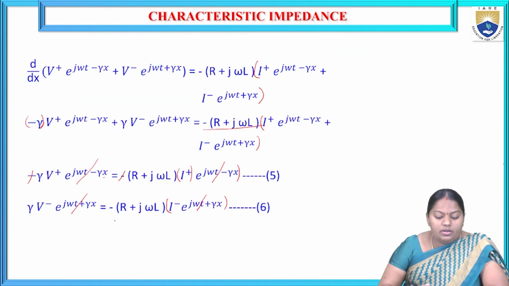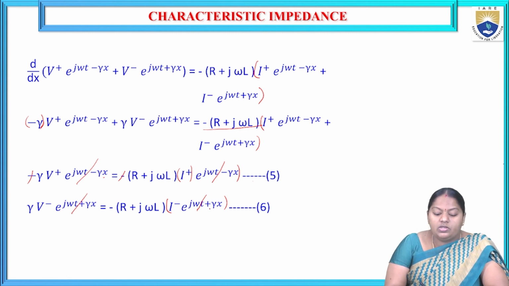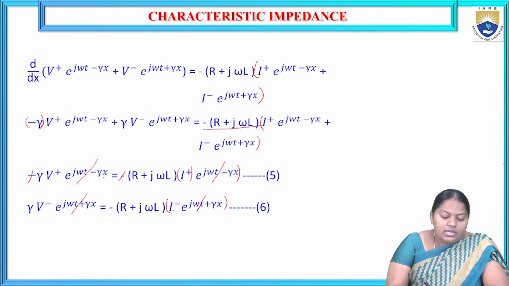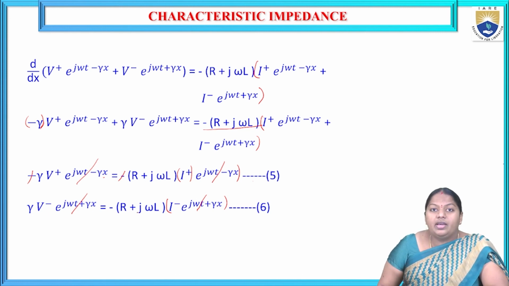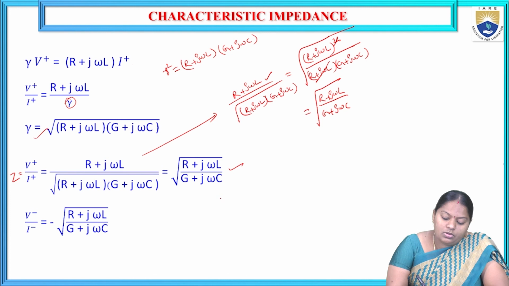Backward traveling waves means, previously what is that equation? Gamma V minus e power (jωt + γx) equals minus of (r + jωl) into I minus e power (jωt + γx). Exponential terms on both sides get cancelled. Then what is left out here? V minus by I minus equals minus of (r + jωl) by gamma is left out. See, we compare backward traveling waves: V minus by I minus equals minus of (r + jωl) by gamma is left out. Right?